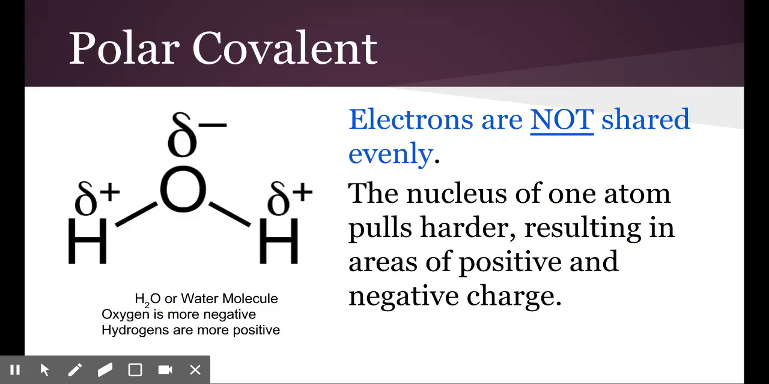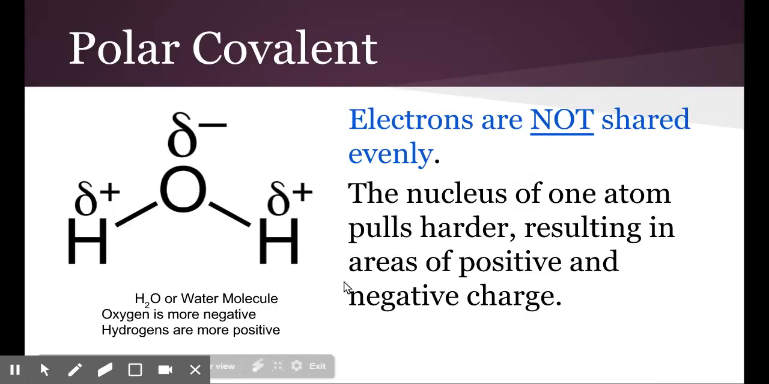We can contrast that with polar covalent bonds. This is the opposite. They're still sharing the electron. It still hops back and forth between both of the nuclei, but it's not being shared evenly. It's spending more of its time with one atom than it is with the other. So the nucleus of one atom is pulling harder, meaning that it has more positive charges, more protons in the center, so the electron just likes it a little bit better than it likes the other one.